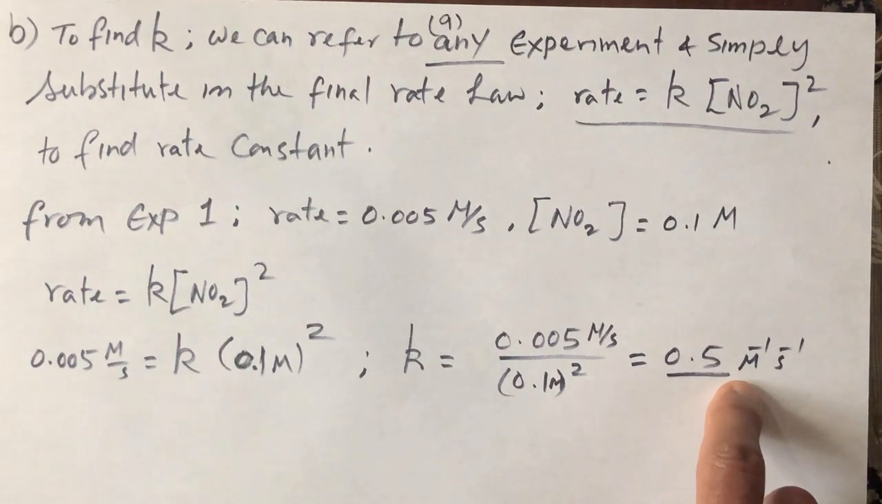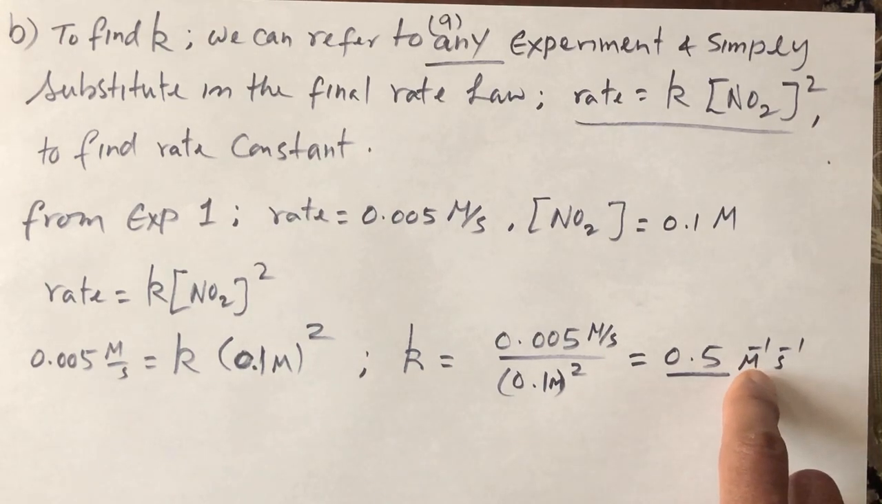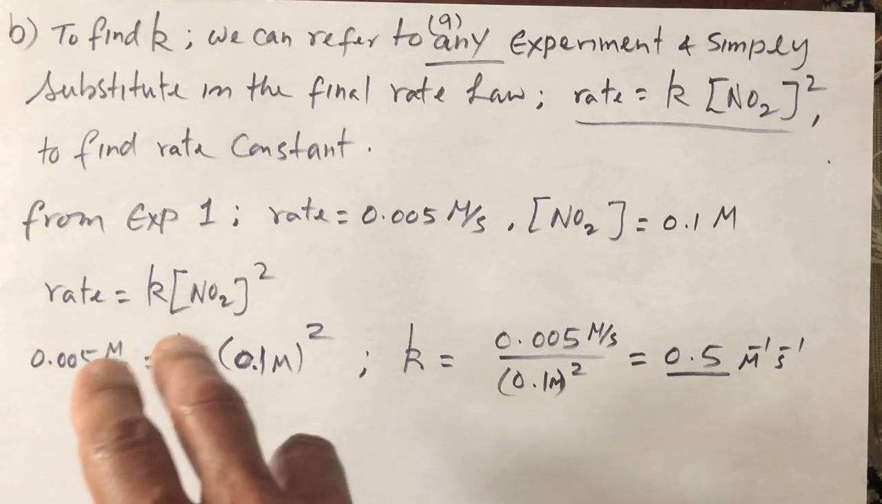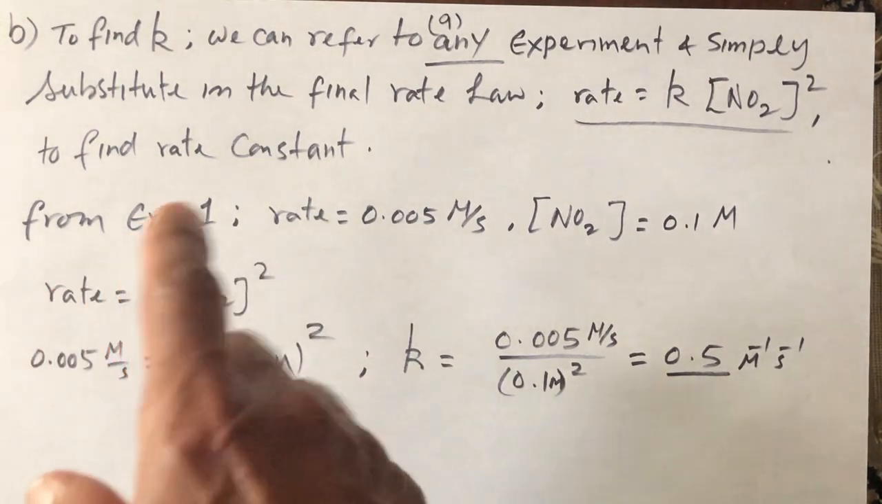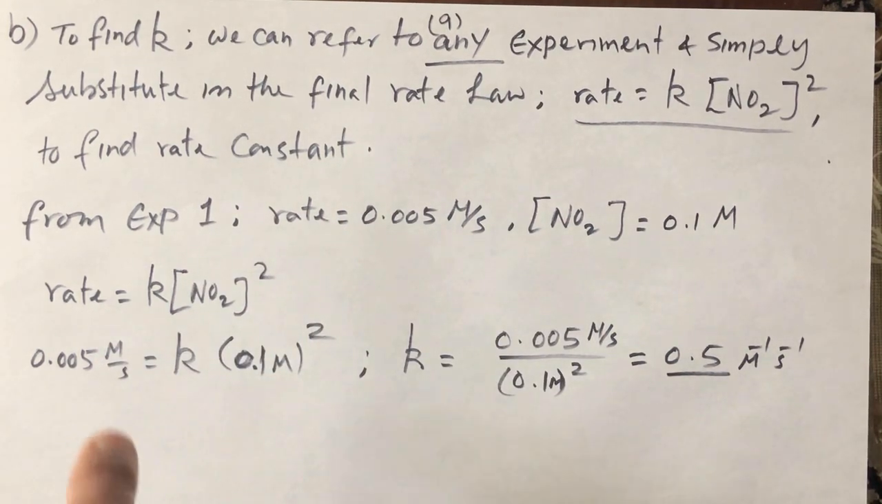In the next video, we are going to talk about why the unit of K is per molarity per second. We will learn that if you're dealing with a second order reaction, that is the unit of K, whereas the unit of K for a first order reaction, for example, will be different. Again, to find K, we don't necessarily have to go to experiment 1. We can go to either 1 or 2 or even 3. All we have to do is find the appropriate rate and the concentration of NO2 for that particular experiment, and substitute them in the rate law to find K.